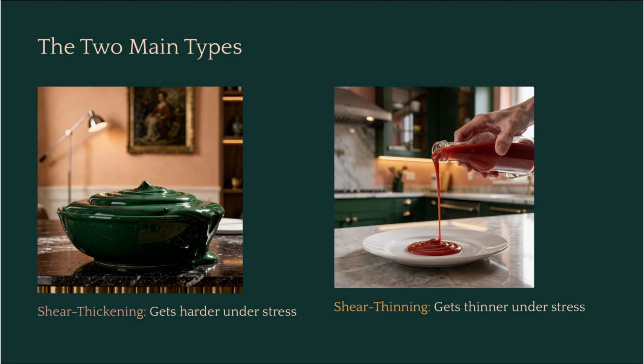There isn't just one way to break the rules. We generally categorize these fluids into two main types based on how they react to stress. The first is shear thickening. These fluids get harder and thicker when you apply stress. The second type is shear thinning. These do the opposite. They get thinner and runnier when you apply stress.